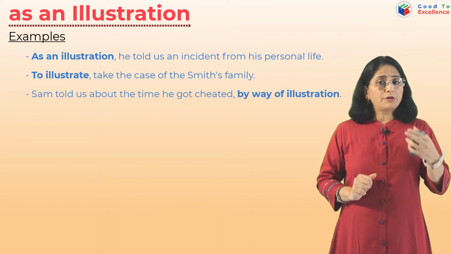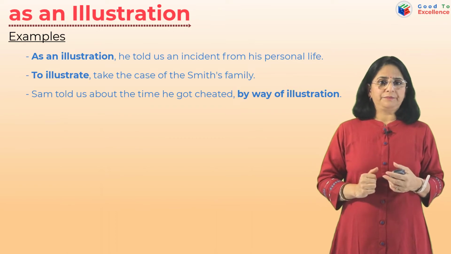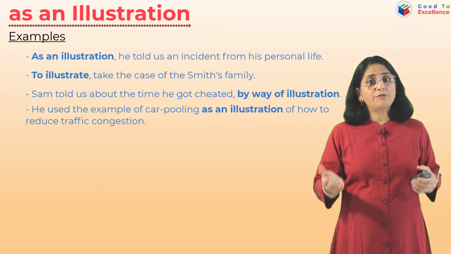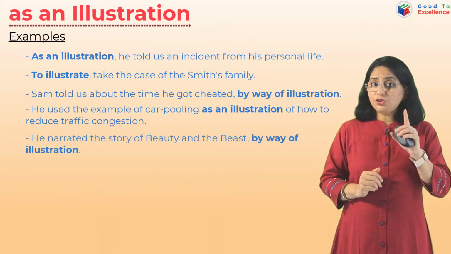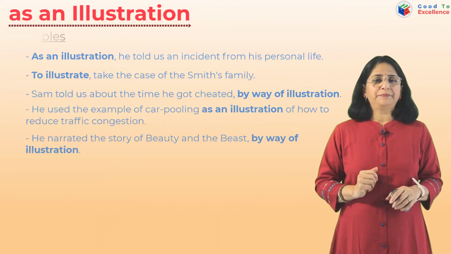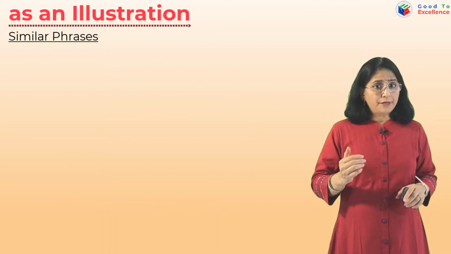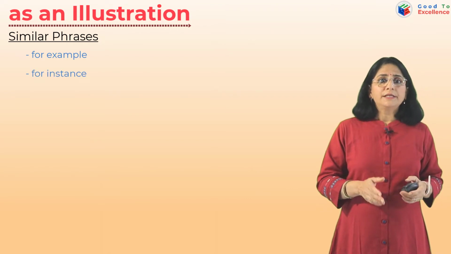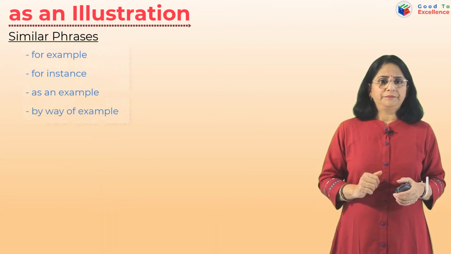Sam told us about the time he got cheated by way of illustration. He used the example of carpooling as an illustration of how to reduce traffic congestion. He narrated the story of Beauty and the Beast by way of illustration. Now, similar phrases are: for example, for instance, as an example, by way of example.